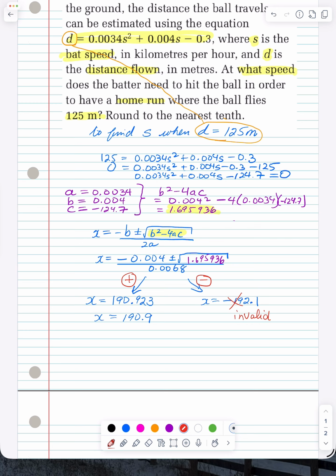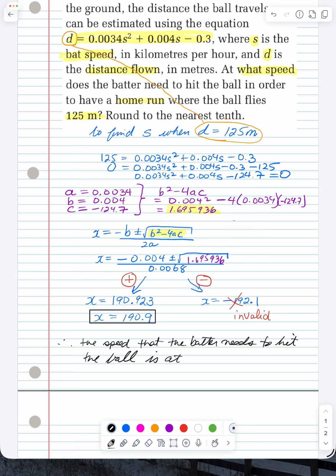So now we have to answer the question. And we need to have a conclusion. This is our final answer. And the conclusion, therefore, the speed that the batter needs to hit the ball is at 190.9 kilometers per hour. We have finished the question, and now? That was easy.